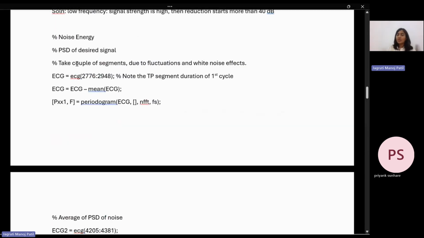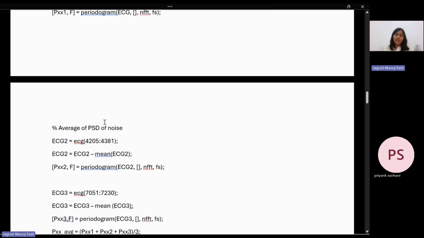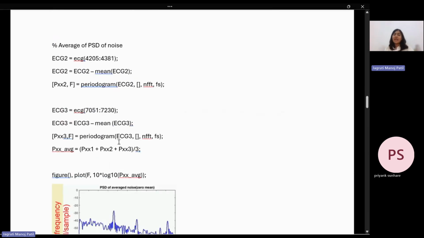For the noise energy signal, taking just one segment won't suffice. You need to take multiple segments. So I took one like this, then the next cycle something like this, and a third cycle something like this. In the end, I take the average of all those three and plot it.